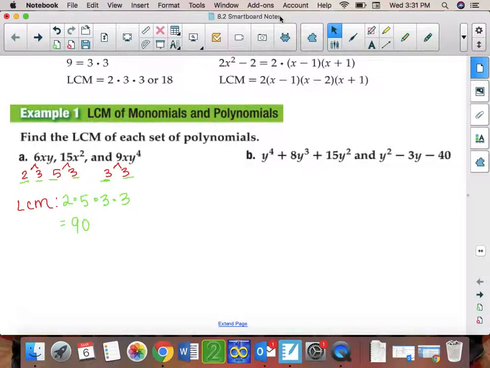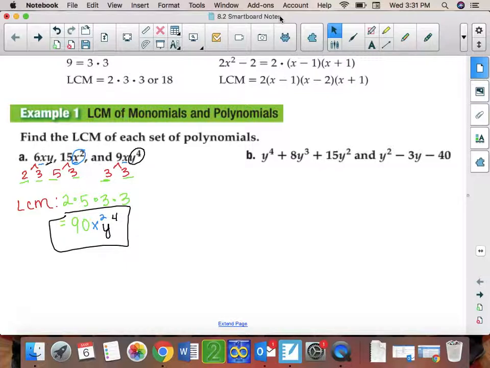So I know my least common multiple is going to be 90, and then I'm going to look at my variables, and I have to pull out the highest exponent variable that I see. So notice I have x's attached. The highest I see is an x squared. And then I'm going to go to my y's. And the highest I see is a y to the fourth. And so the LCM of this would be 90 x squared y to the fourth.